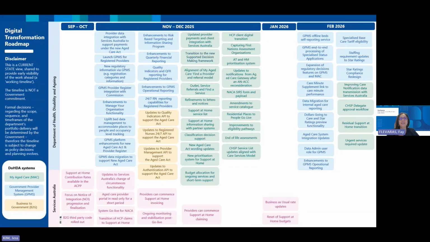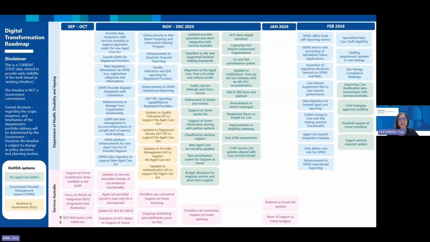These new deliverables include improved residential aged care data transmission between the department systems and Services Australia. We automate the generation of the CHSP notice of decision letters. We're finalising elements of the support at home transition, and we're enhancing the integrated assessment tool process for urgent services.